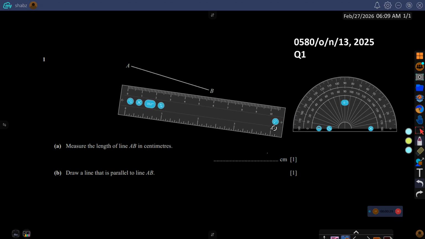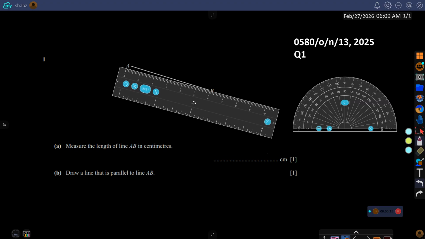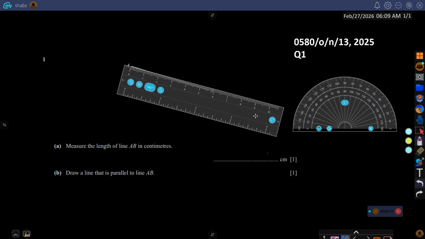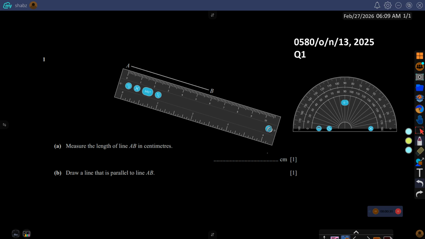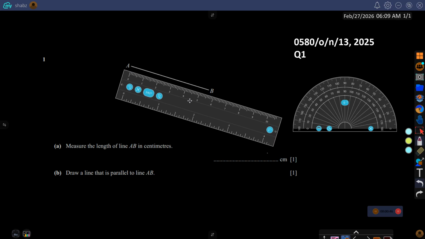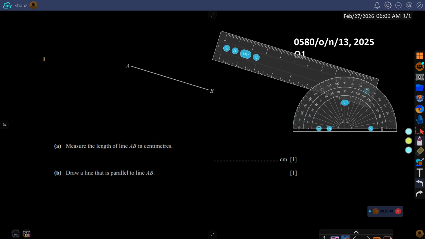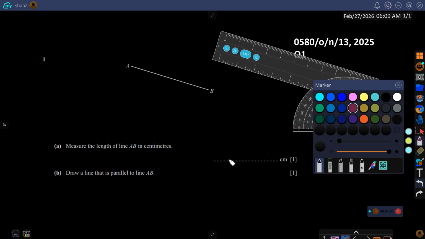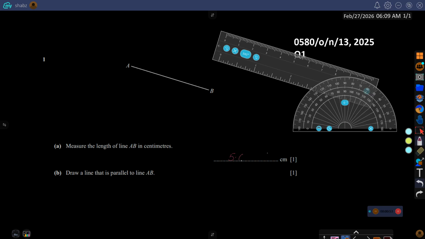Take the ruler, place the 0 on the starting point of the line segment and see till where it is ending. So it is after 5.5 and one more millimeter, so you can write it as 5.6. 5.6 centimeters is the answer. Let me change the color. 5.6.